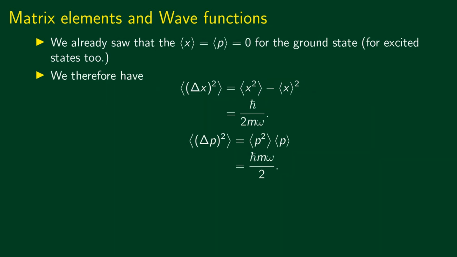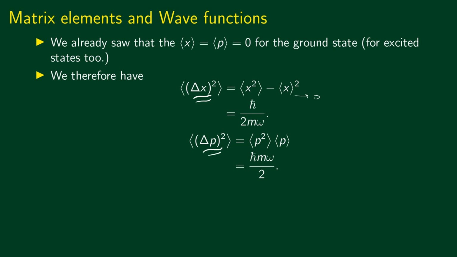Okay. Let's now calculate the dispersions of position and momentum in the ground state. The dispersion of the position operator, which is written as the expectation value of delta x square, can be calculated as the expectation value of x squared minus the square of the expectation value of x. But the expectation value of x itself is 0 for the ground state, so this term is 0. And the expectation value for x square we had already calculated. It is ħ divided by 2mω.